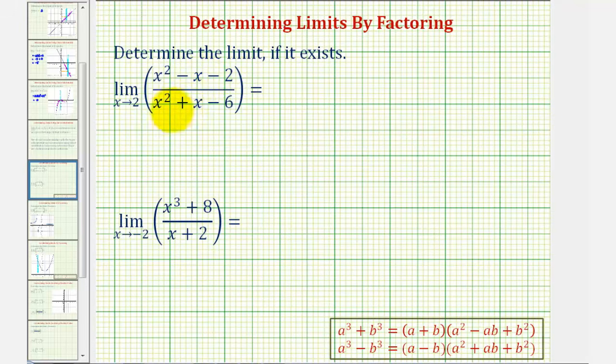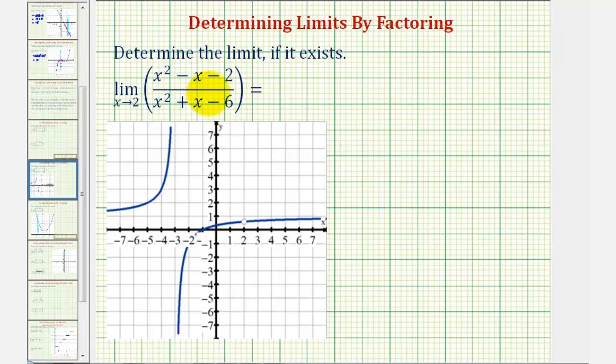Before we factor this, though, let's look at the graph of this function. Notice how the rational function has a hole at x equals 2, or it has point discontinuity, and it has infinite discontinuity, or a vertical asymptote at x equals negative 3. So because this function is undefined at x equals 2, we could not perform direct substitution to determine this limit. We'd have a 0 in the denominator.